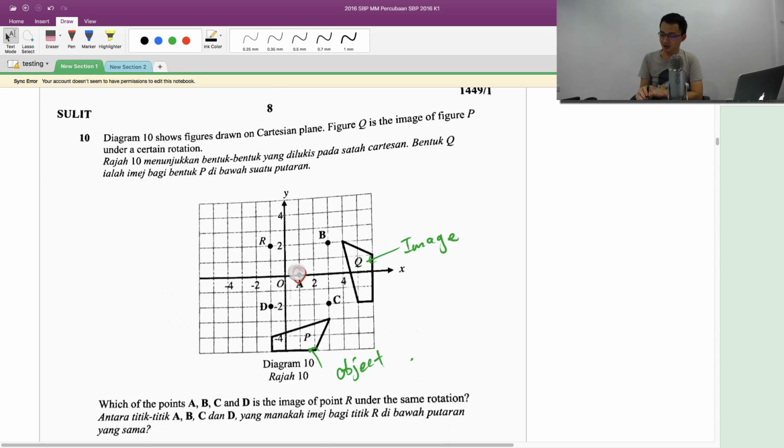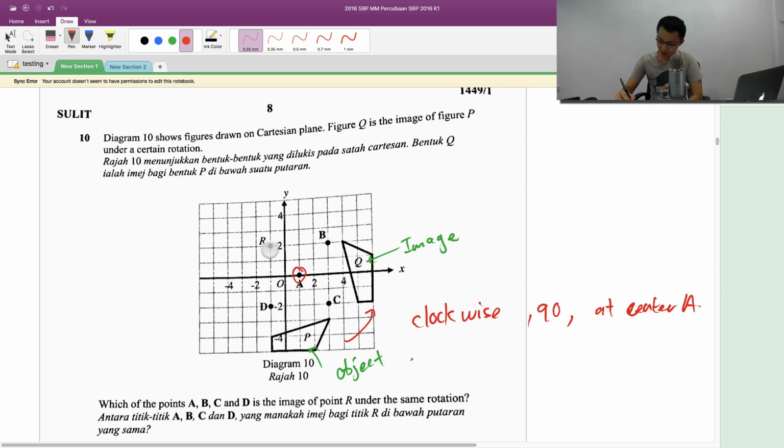The question asks which of the points A, B, C, D is the image of R under the same rotation. This one is clockwise. So from P to Q is clockwise, 90 degrees, at the center A. From R here, I will connect to the center, and then rotate clockwise, which means going down here. So what I will do is I will basically get D. Do you see? I rotate clockwise here, so I actually get D.